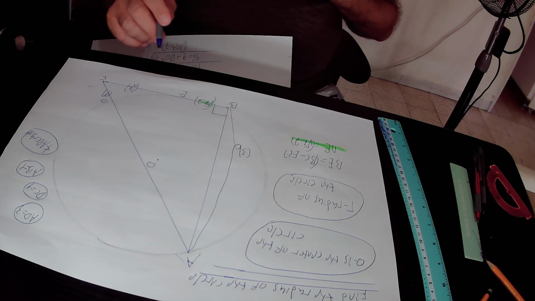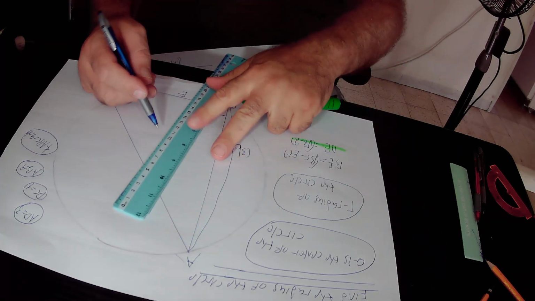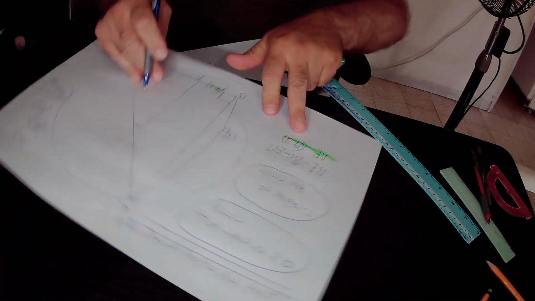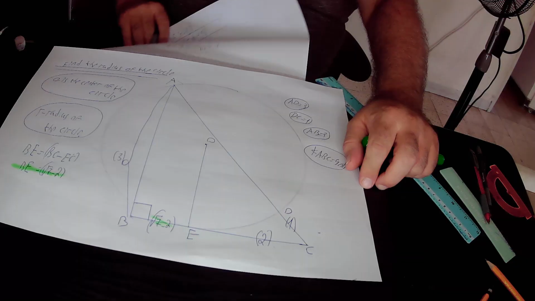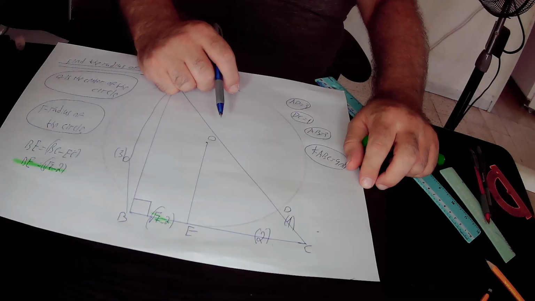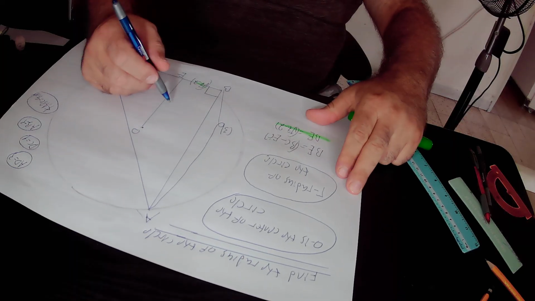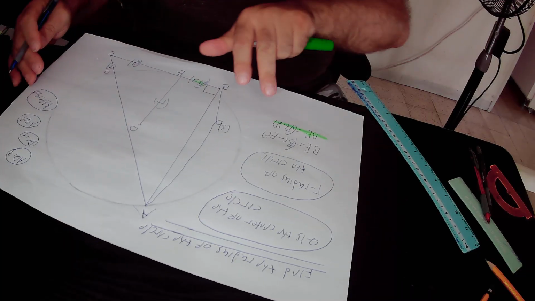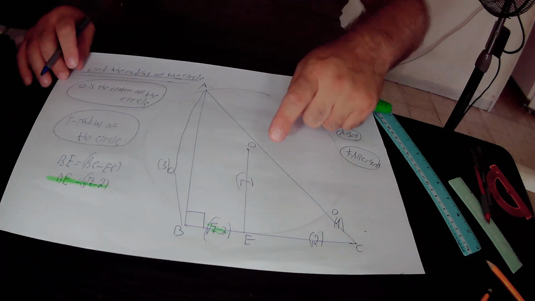BC is tangent to this circle at point E. So we join points O and E together by a straight line. Point O is the center of this circle, point E is a point on the circle itself. Therefore, OE is the radius of this circle, that equals R according to our definition. OE equals R. This is the radius of the circle.